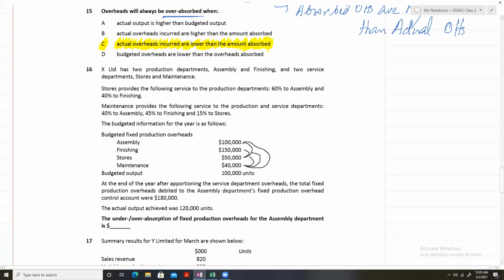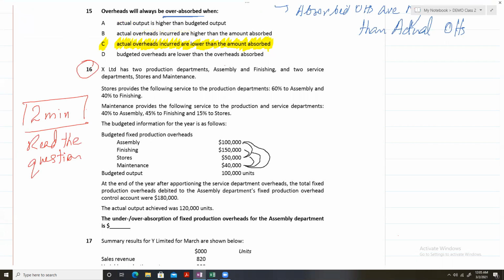I am giving you a couple of minutes, as I am feeling a little bit exhausted. I am giving you 2 minutes to read the question, and when I come back from the break, I will solve this question, question number 16, in front of you. So please, I will become silent and allow you to read the question.